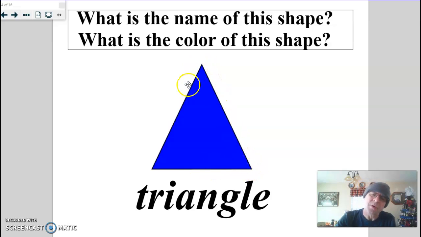Well, it's got straight lines like a square, doesn't it? And it's got corners like a square, or angles like a square. Oh, wait a minute. This only has three. 1, 2, 3. It only has 3 angles. Oh, triangle. Tri means 3. 3 angles. What's it look like? Like a pyramid, right? It's a triangle.